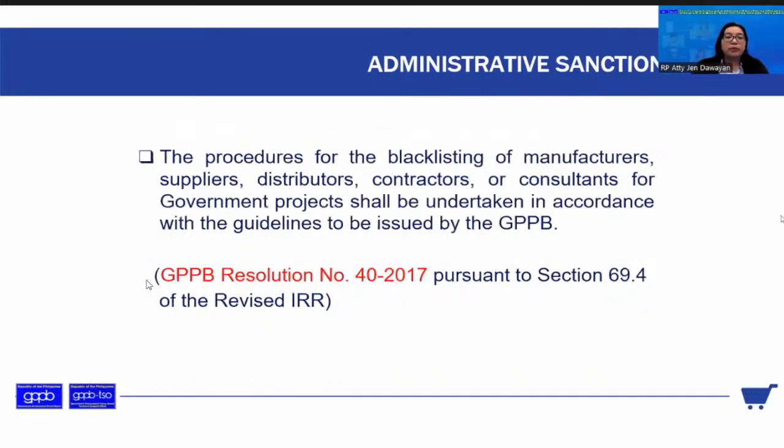So the procedures for blacklisting of manufacturers, suppliers, distributors, contractors, or consultants for government projects shall be undertaken in accordance with the guidelines which are issued by GPPB pursuant to GPPB Resolution 40-2017. And this is pursuant also to Section 69.4 of the revised IRR of RA.